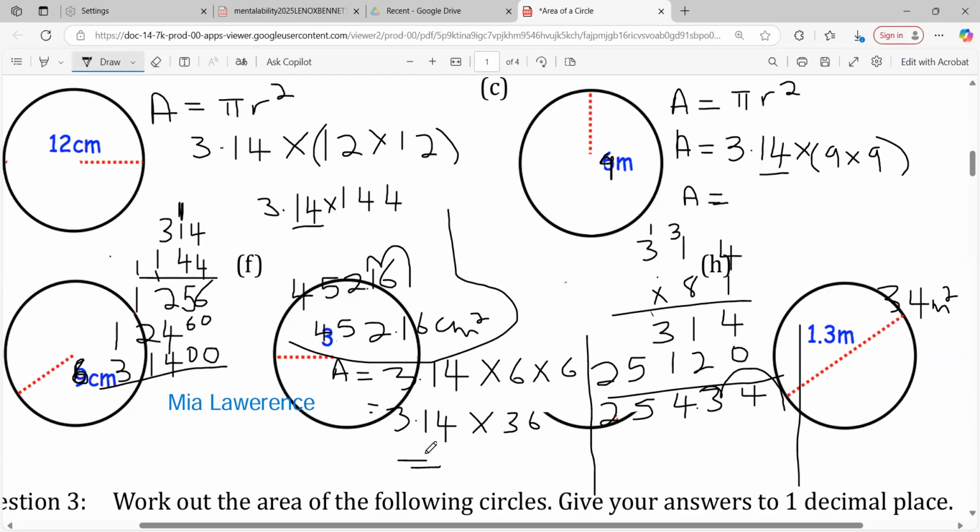Sir, the final answer is 113.04 meter square, sir. But when it's to the first decimal, sir, it's 113 meter square.